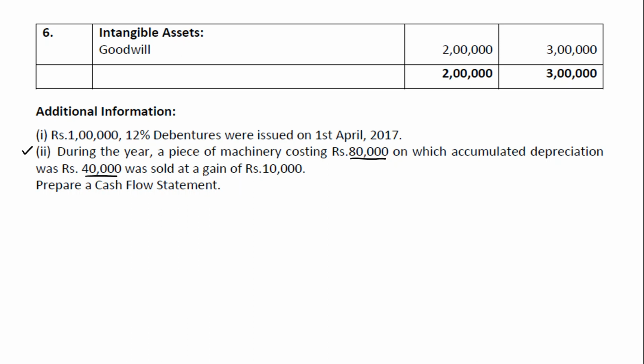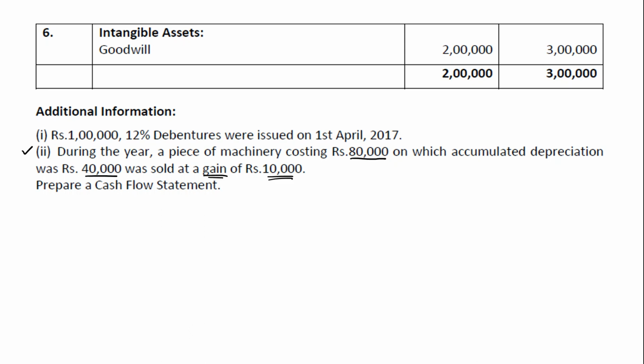It was sold at a gain of 10,000. Now here this 10,000 is not the sale value. Be careful while reading. Sometimes a question says it was sold for so much, so that would be the sale value. Here the sale value is not given. They have said it was sold at a gain and the gain amount is 10,000. So we have to calculate the sale value here. I hope that is clear.